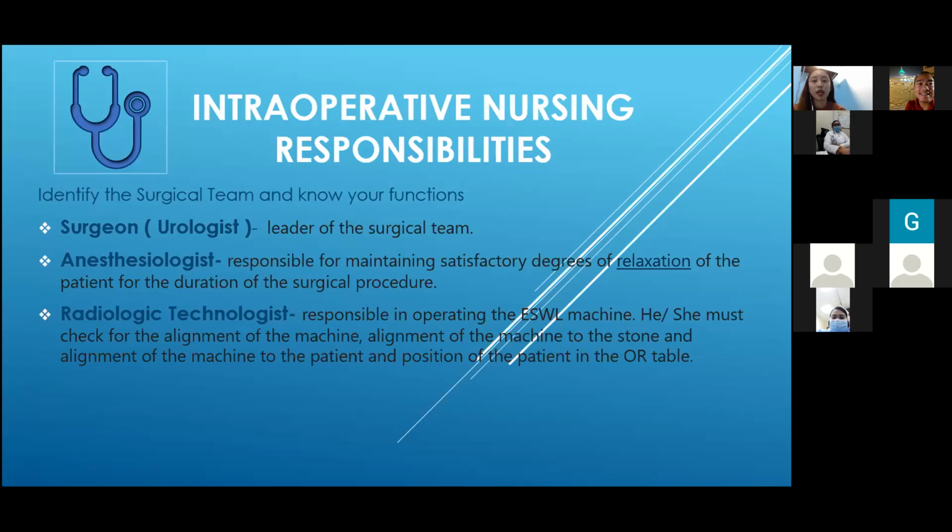He must check the alignment of the machine to the stone and the alignment of the machine to the patient. And also, he is the one who will command us on what position of the patient on the OR table.